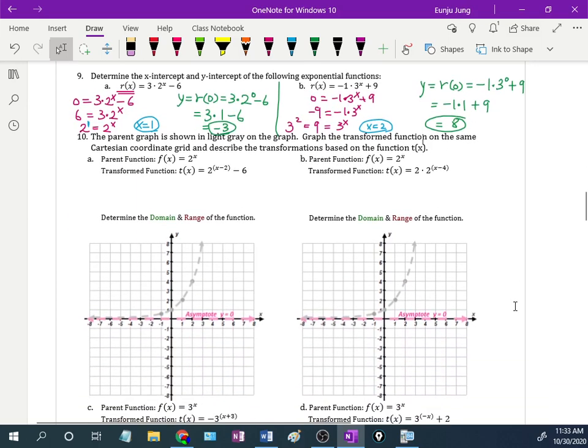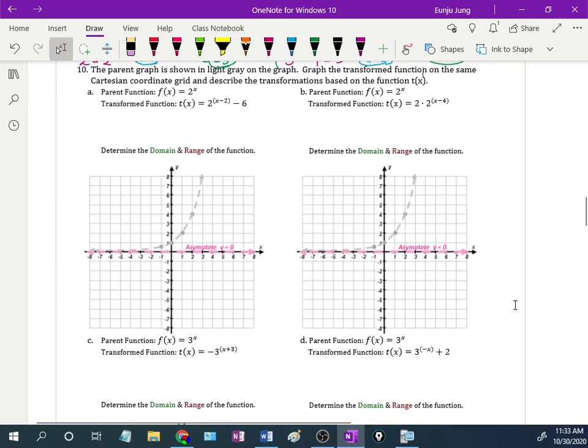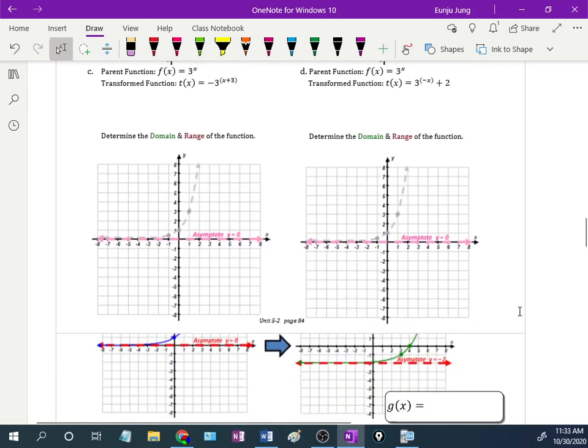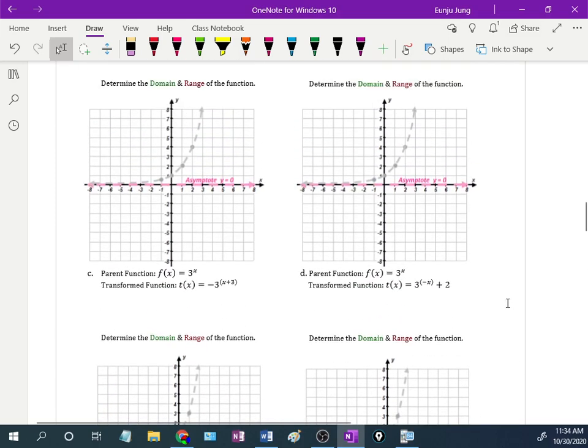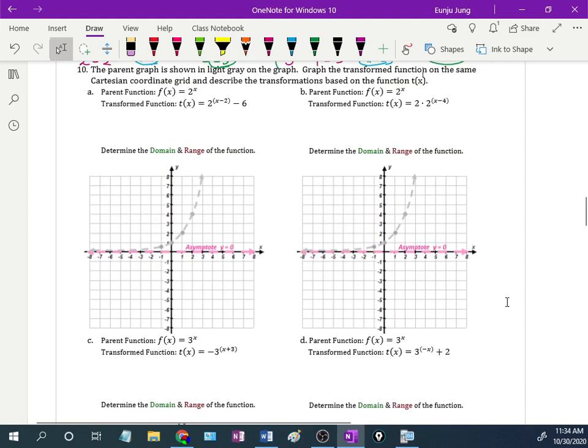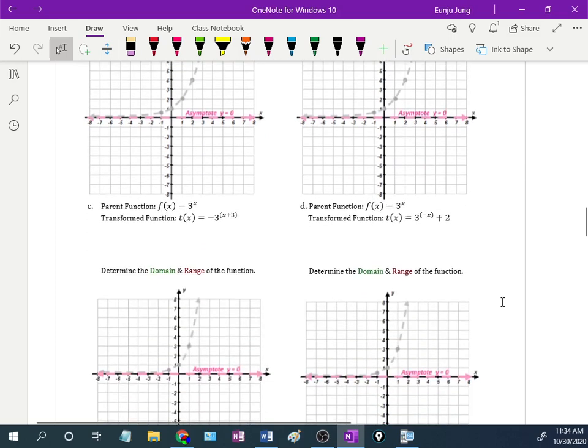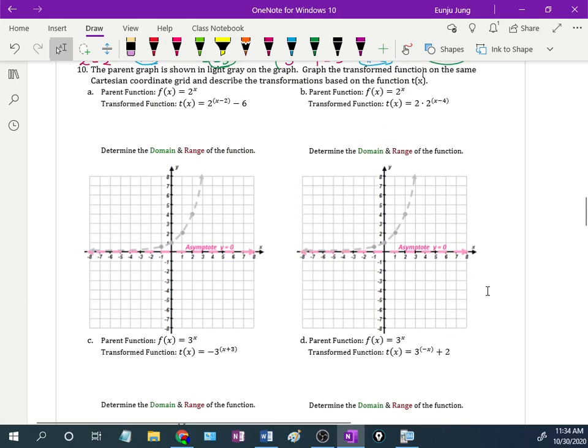All right, now let's see question number 10. And we have 4 questions. And we will talk about transformation rules, and then we will graph it. Okay, let's do number 10A and number 10D with me, okay? And I'll do A and D.